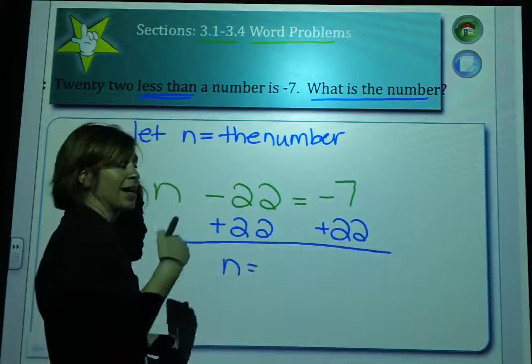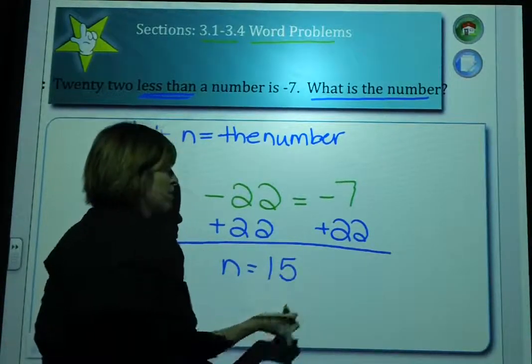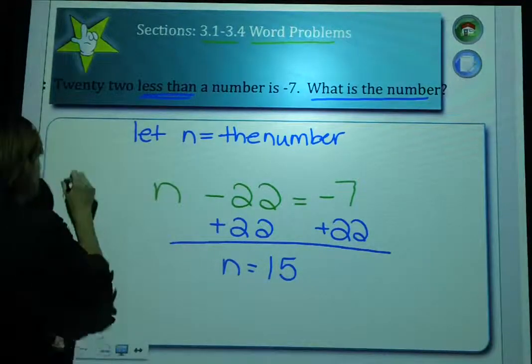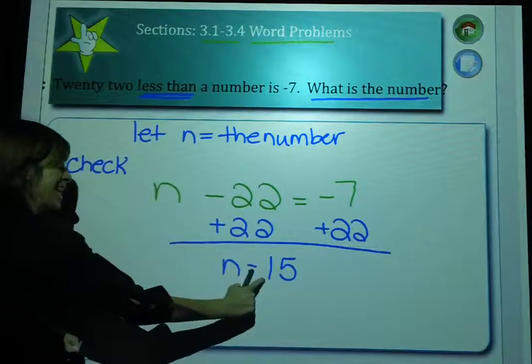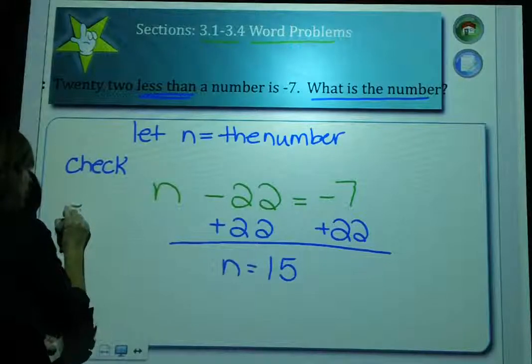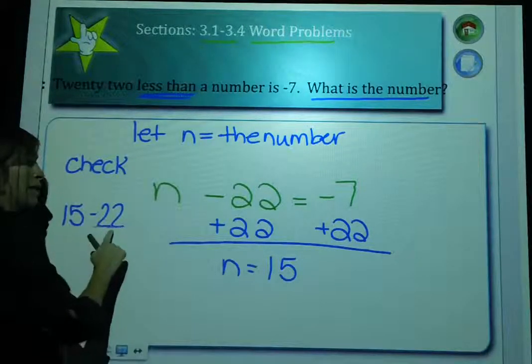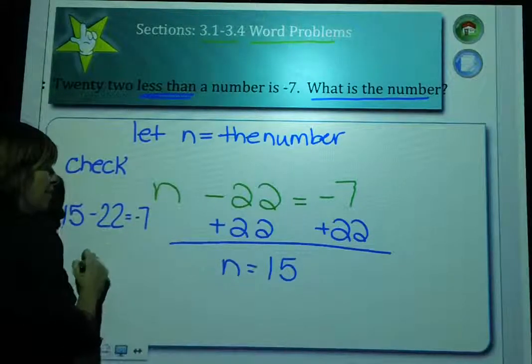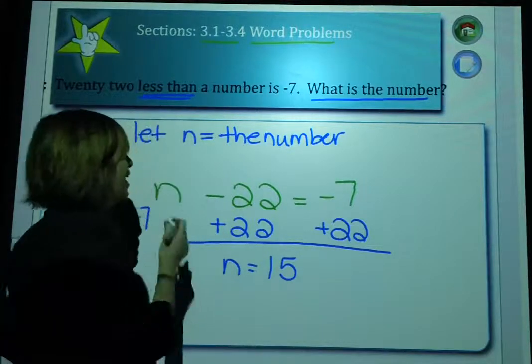So different signs, subtract the numbers and keep the sign of the larger. So 15. Now remember, you can go through a check by taking your 15 and evaluating the expression when n is that number. So is 15 minus 22 equal to -7? And it is. That's the nice thing about these problems. You can always check them.